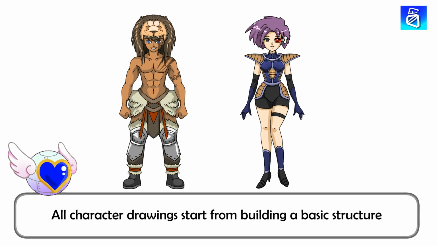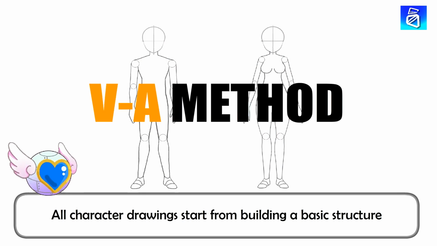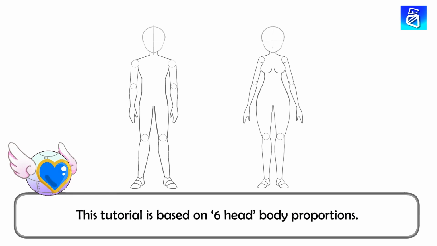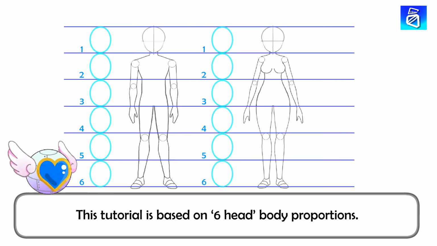Have you ever seen a detailed character design but are not sure how to start drawing them? Just remember that all character drawings start from building a basic body structure. We have innovated the VA method to help you get started. The following tutorial is based on 6 head body proportions, but can be adapted to all body types.